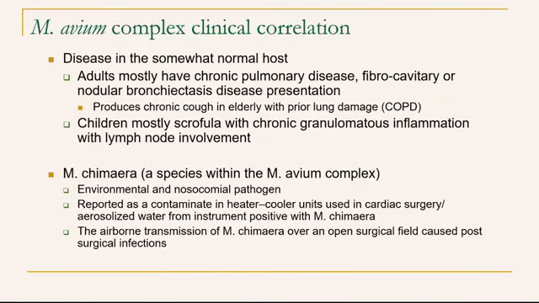The disease in somewhat normal hosts for the M. avium complex is that adults mostly have chronic pulmonary disease. It can be a fibrocavitary or nodular bronchiectasis presentation. The most common thing is for the adult to have a chronic cough syndrome. This is particularly common in the elderly, and usually these people have had prior lung damage, COPD, and a lot of them are smokers. Children will most likely have a scrofula type infection with the M. avium complex, with chronic granulomatous inflammation and lymph node involvement.